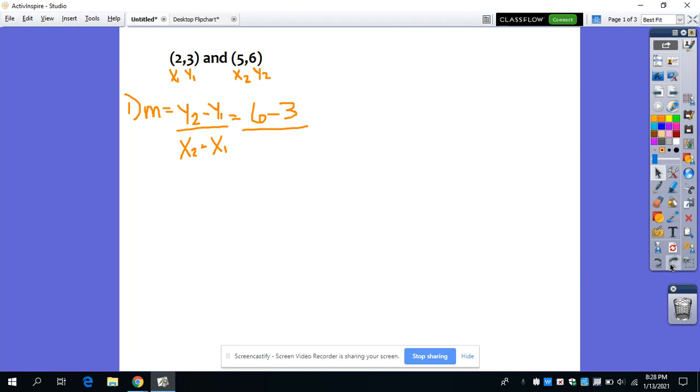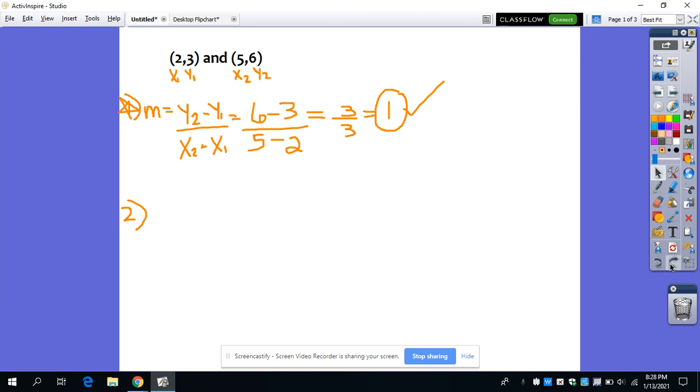So y2 is 6, y1 is 3 over x2 is 5 minus x1 is 2. So 6 minus 3 is going to give you a 3. 5 minus 2 is going to give you a 3 as well, which equals 1. So 1 is my slope. I found my slope already. All right? Great. Step 2.